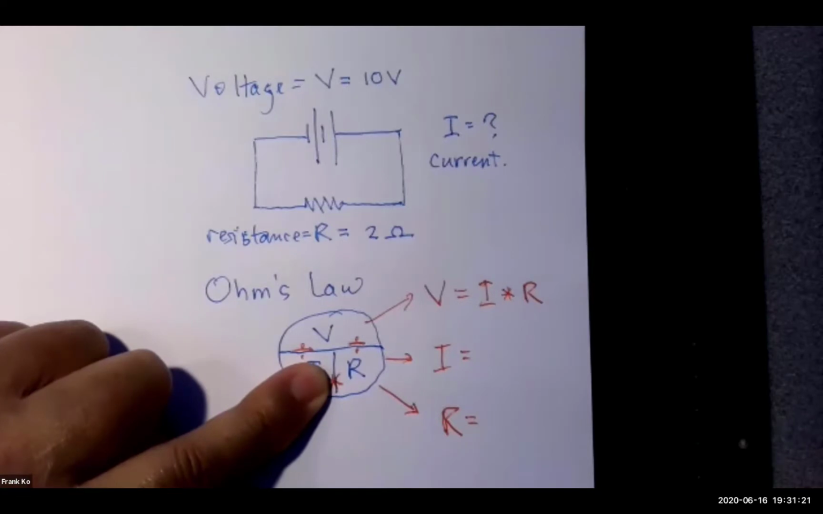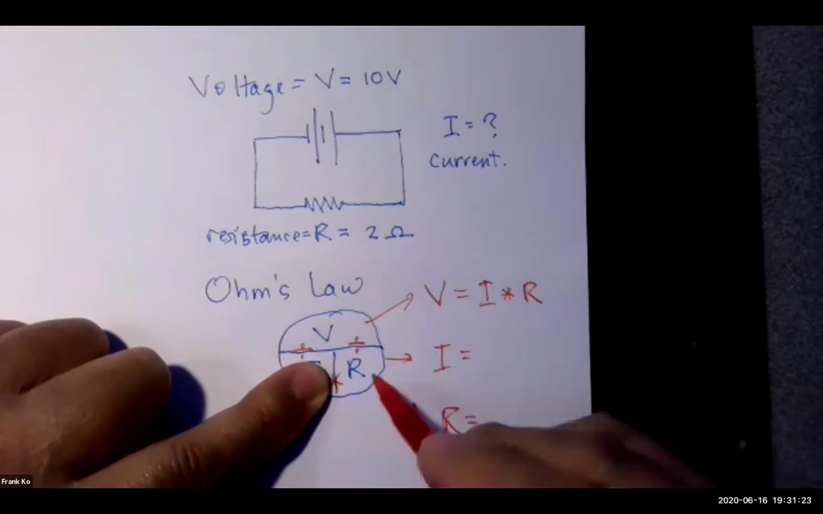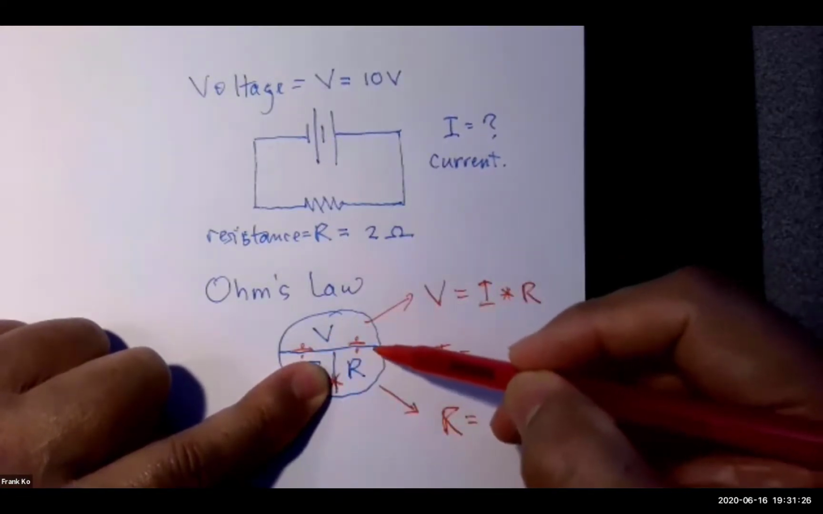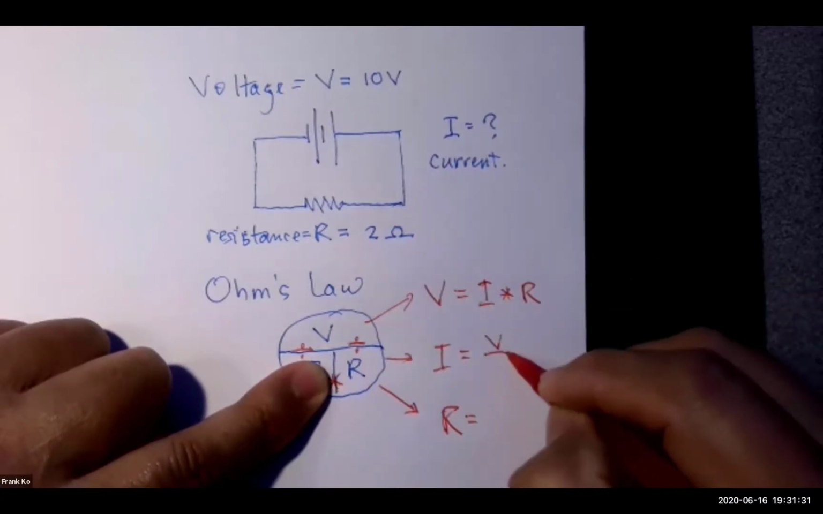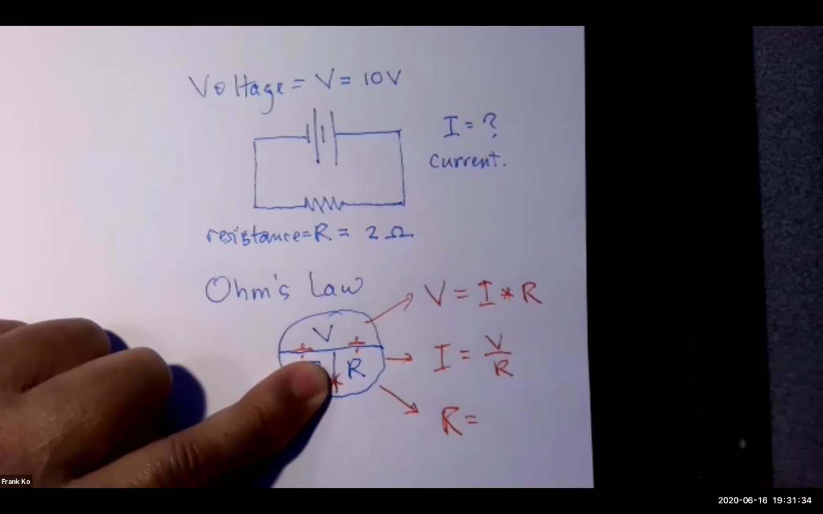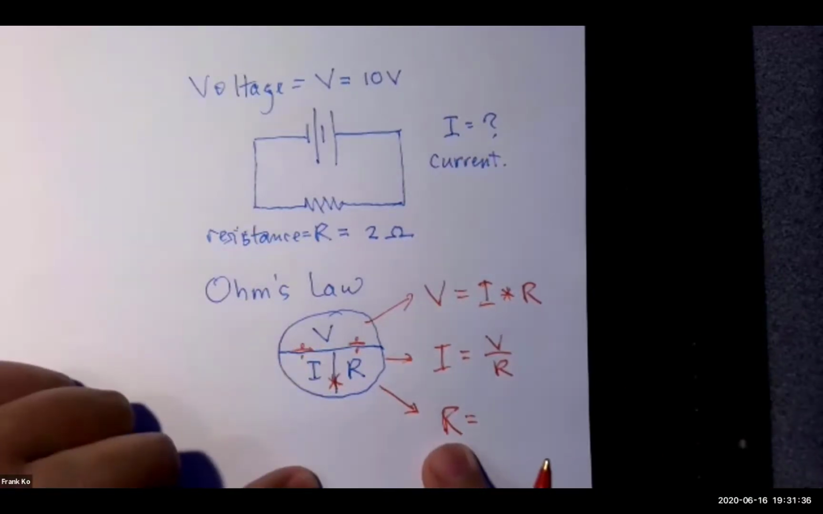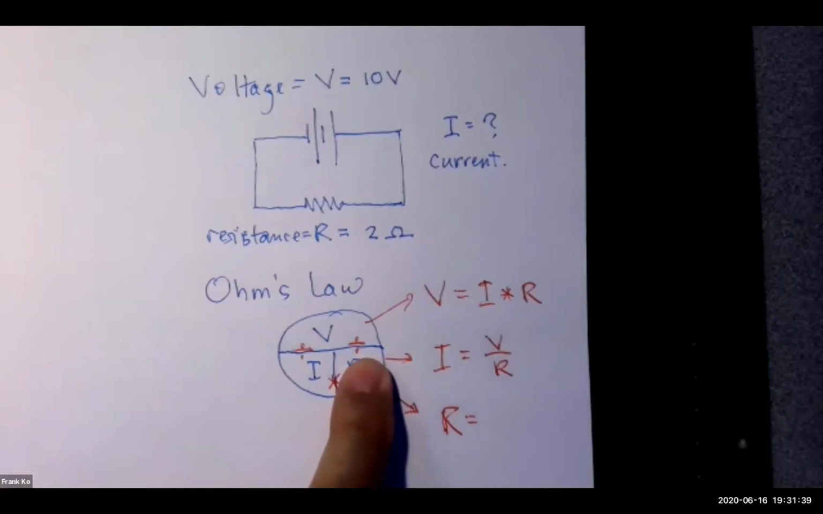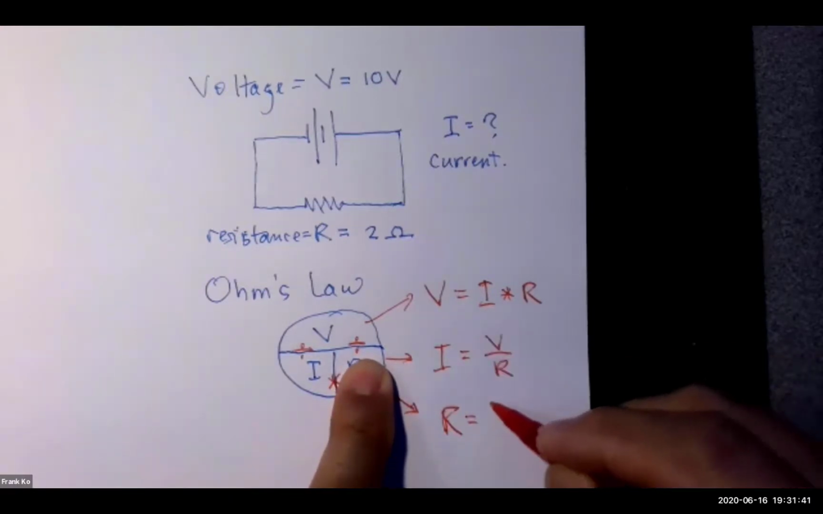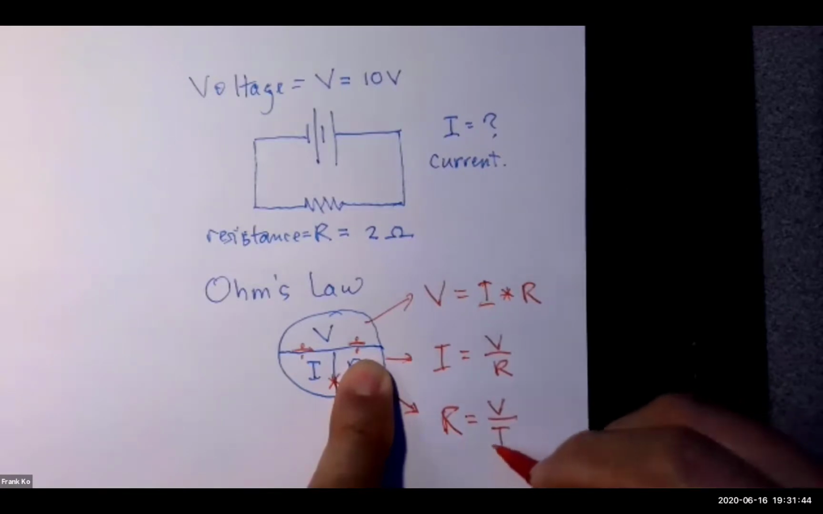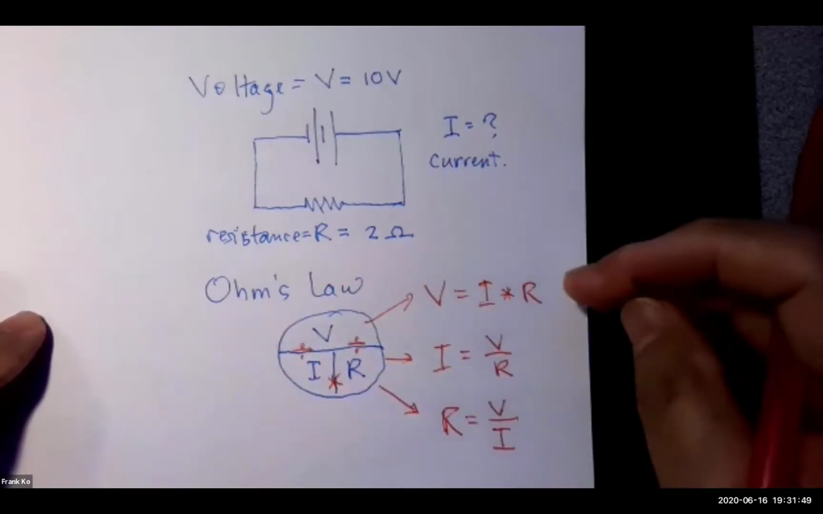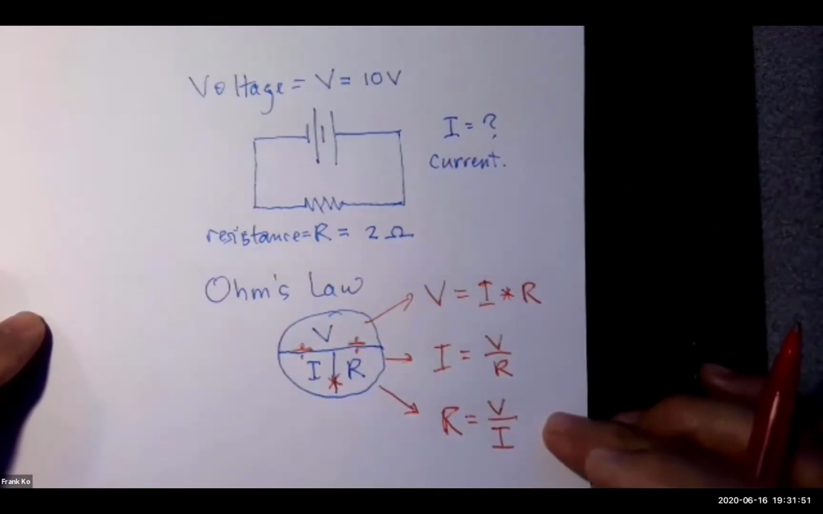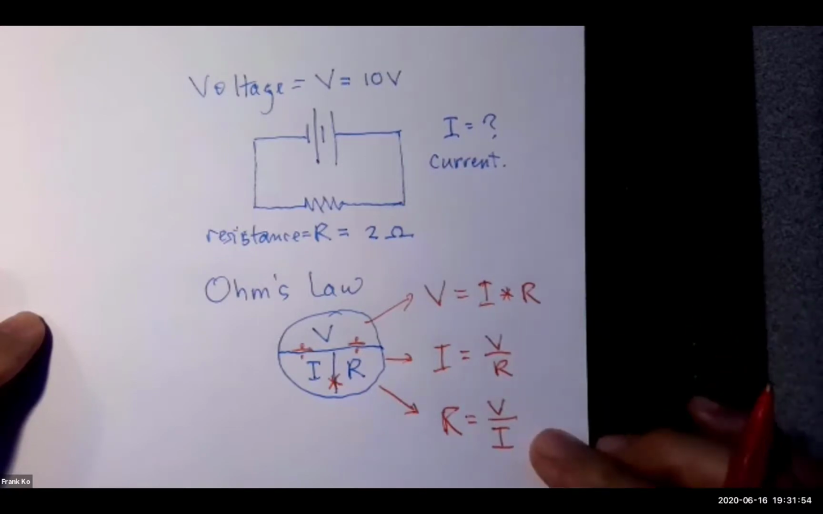If I am looking for I, I take my finger and cover up the I. What do you see left over? V over R. What does the horizontal line represent for math? Divide. So I is equal to V divided by R. If I'm looking for R, I cover up the R. My R would be equal to V divided by I. So from this simple circle, I can derive three different variations of Ohm's law in equation form.